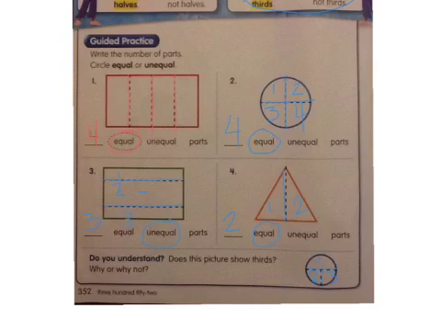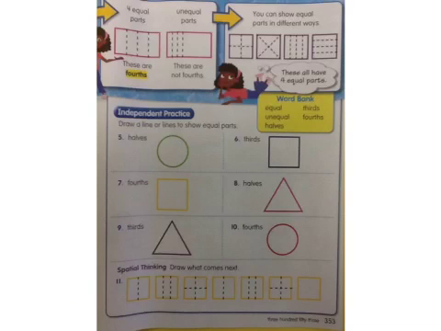So think about what you would put for your answer, and I want you to use your own words to answer that question if that circle shows 3 equal parts divided into thirds, okay? Alright, moving on to the independent practice. So on your own, you are going to draw a line or lines to show equal parts. Okay?